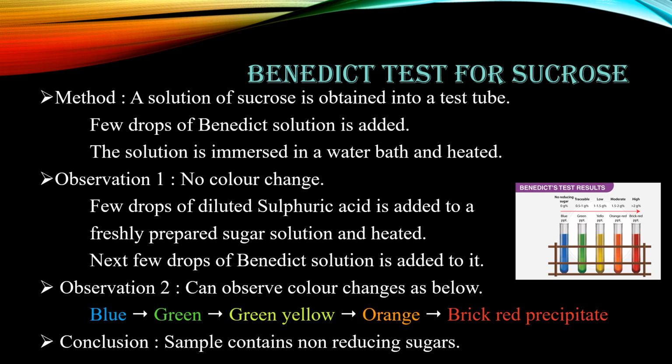This is because sucrose, which is a non-reducing sugar, usually does not answer the Benedict test. But when sucrose is broken down into glucose plus fructose using the sulfuric acid, a reducing sugar is formed. Then it answers the Benedict test.